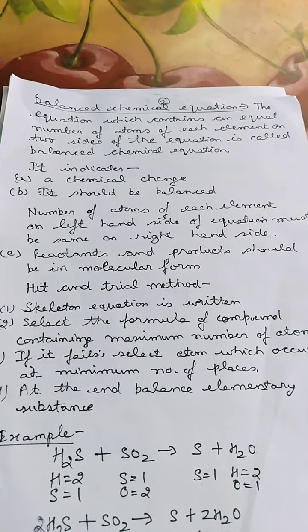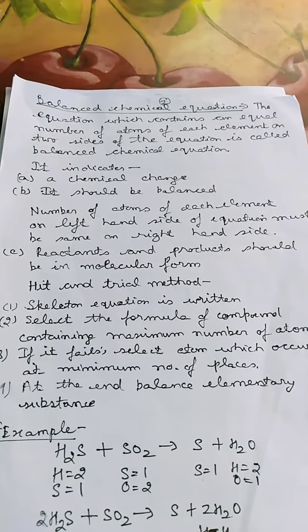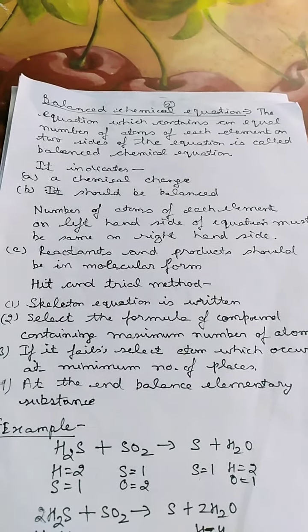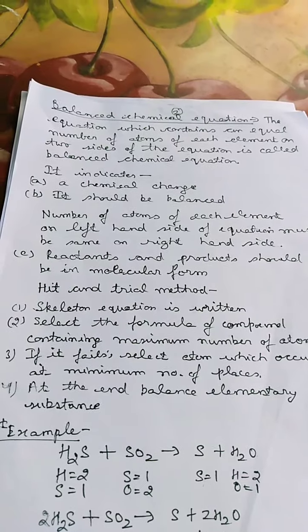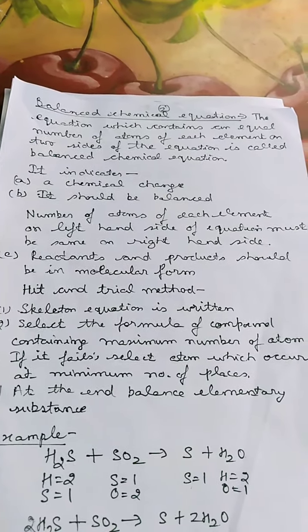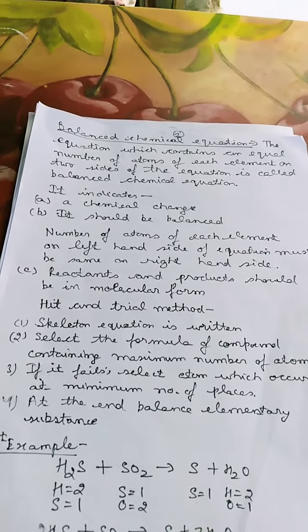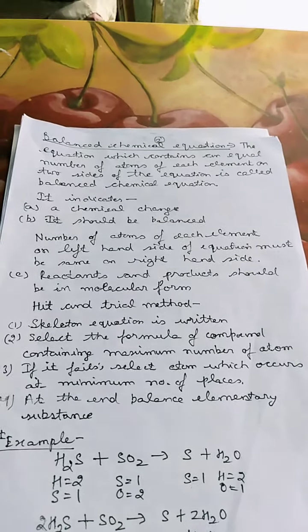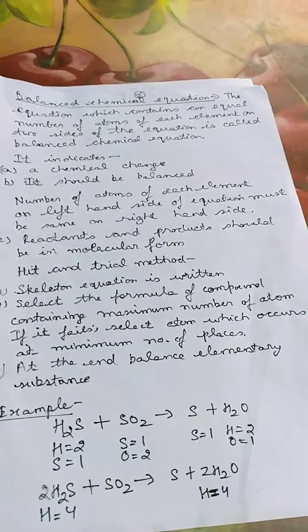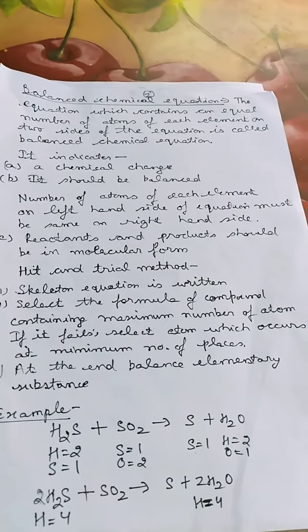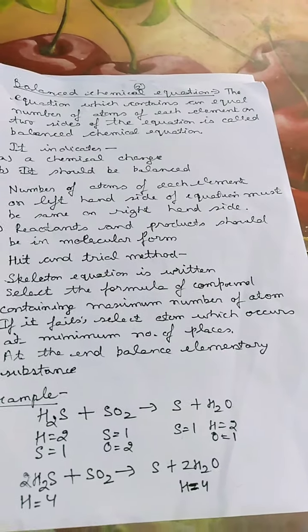Last is oxygen. On the left hand side there are 2 atoms of oxygen, while on the right hand side there are 2 atoms of oxygen. Thus finally we have the balanced equation, and we will find out whether this equation is balanced or not. Again 2H2S plus SO2 gives 3S plus 2H2O as the balanced equation we have.